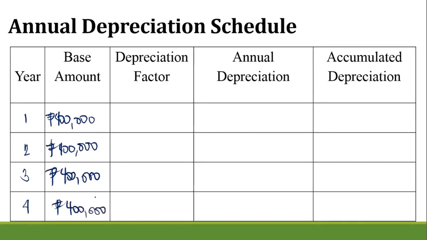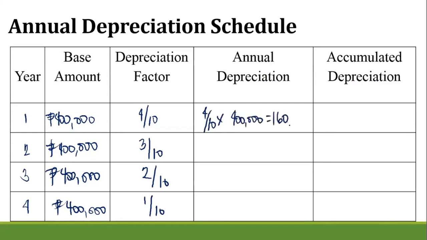And then, for the first year, the depreciation factor is 4/10, of course, because the factor of the machine depreciates. For the annual depreciation, we have to multiply the depreciation factor by the base amount. Okay? So this is equal to 160,000. So the accumulated depreciation is equal to 160,000 pesos on the first year.